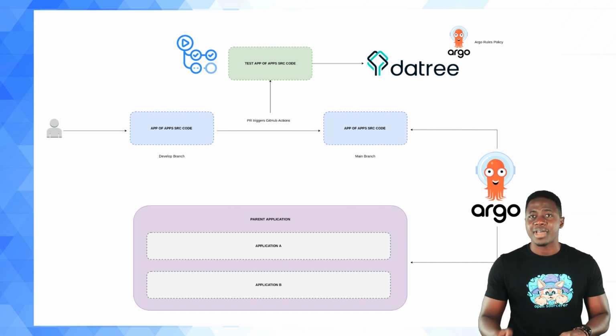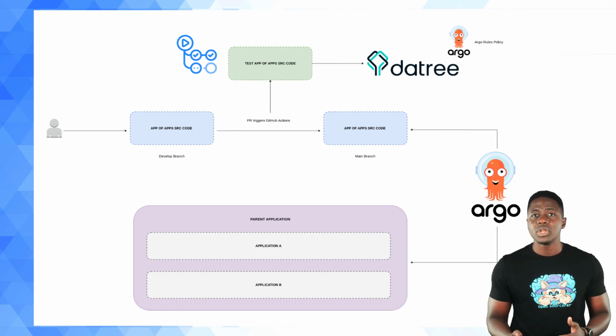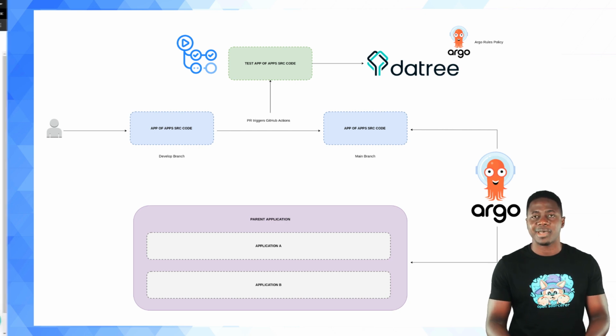So the Argo app of apps will have its own pipeline, which I'll walk you through just now. And when I create a new template for an application, I'll push this to the remote repository and create a PR, which will then run GitHub Actions to test any raw manifest that I have in there, as well as the Helm charts using my Argo rules defined in Datree. And if the tests pass, I can merge that to the main branch, and Argo CD will deploy any changes to the app of apps.